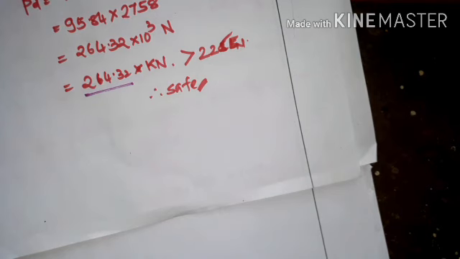Okay, so we can say it is safe to provide the two angles back to back on the gusset plate, that we can conclude. Okay, so this is regarding today's session. Okay, thank you.